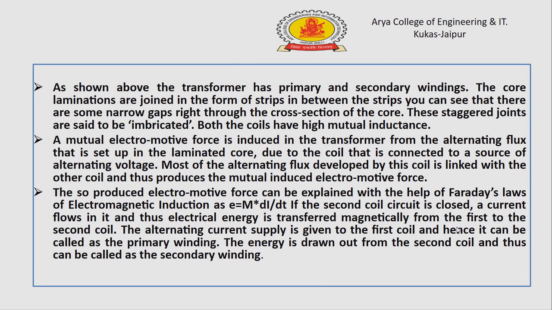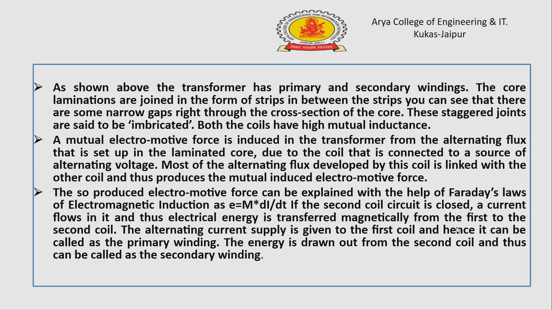The core laminations are joined in the form of strips. In between the strips, you can see that there are some narrow gaps right through the cross section of the core. These staggered joints are said to be imbricated. Both coils have high mutual inductance. A mutual electromotive force is induced in the transformer from the alternating flux that is set up in the laminated core.